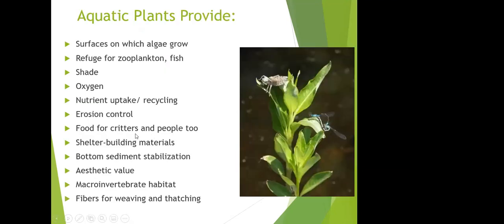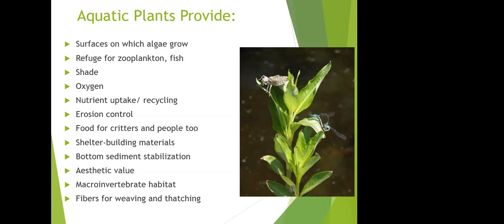So first up, aquatic plants have a lot of good value to aquatic systems. They provide surfaces on which algae grow, and that's important because a lot of young of the year fish and tadpoles and other organisms like to graze on algae underwater. Plant communities in lakes also provide a hiding spot for zooplankton, or the microscopic animals in the water, and for fish as well. So we need that habitat out there.